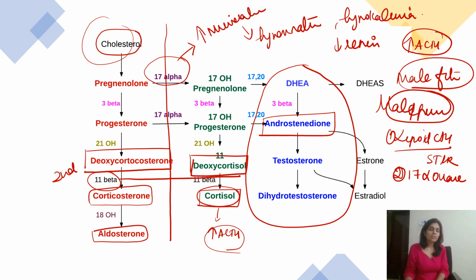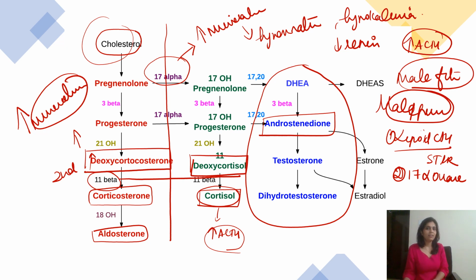And 11-deoxycorticosterone has got a mineralocorticoid activity. So excess mineralocorticoid, though it's not aldosterone, it's yet to form aldosterone, but 11-deoxycorticosterone has got mineralocorticoid activity. So excess mineralocorticoid causes hypernatremia, hypokalemia, and ACTH level is high and there is low renin.